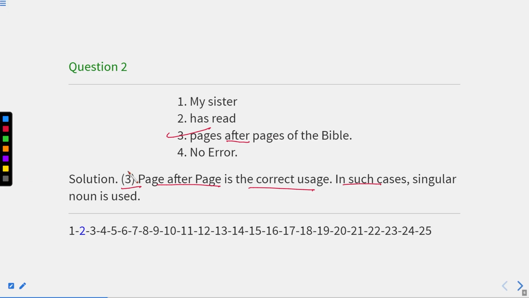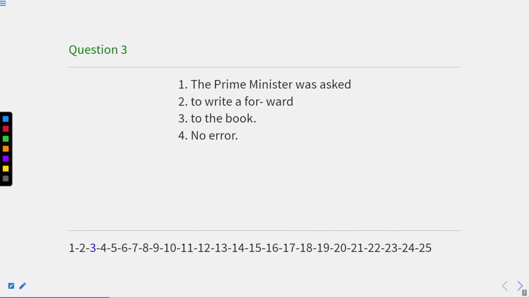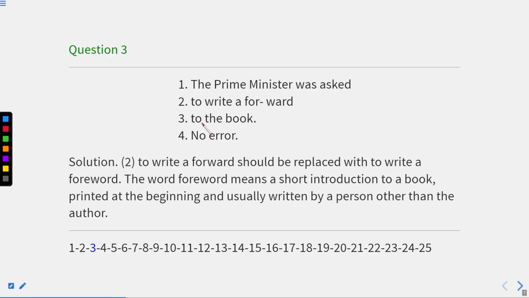Okay, now let us read: the Prime Minister was asked to write a foreword to the book. Now, the meaning of forward is to go ahead, whereas here the Prime Minister was asked to write something that can be a foreword. So here the error is in part 2 because the word forward is incorrect. Why so? To write a forward should be replaced with to write a foreword.